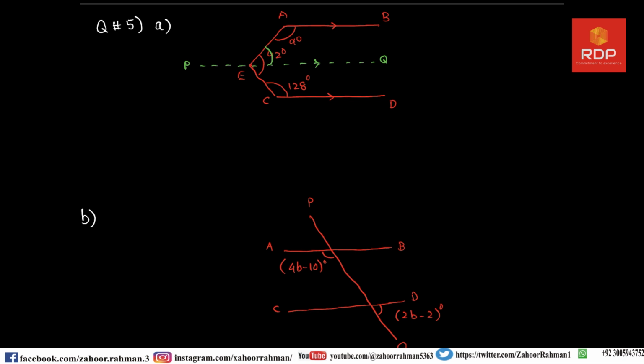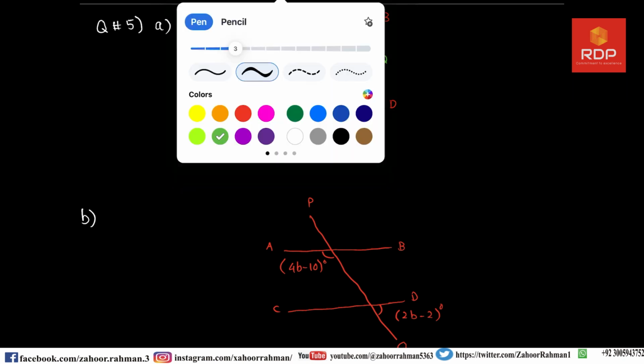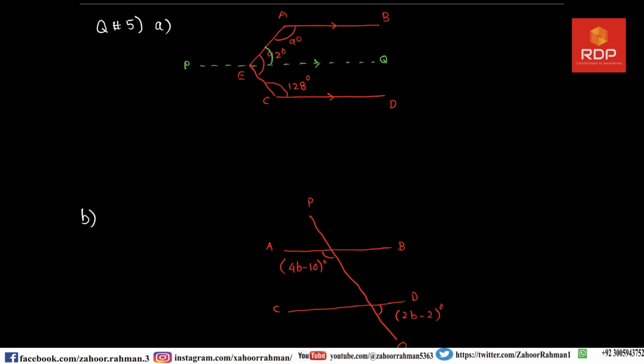So let's do it. And first of all, what am I doing? I am writing CEQ. Let us write it here. CEQ plus 128 degree is equal to 180 degree.